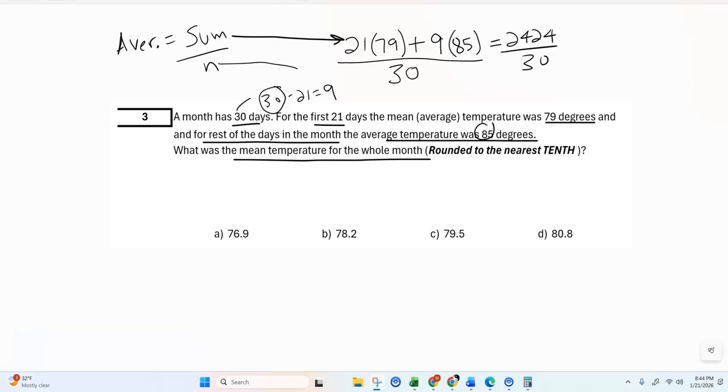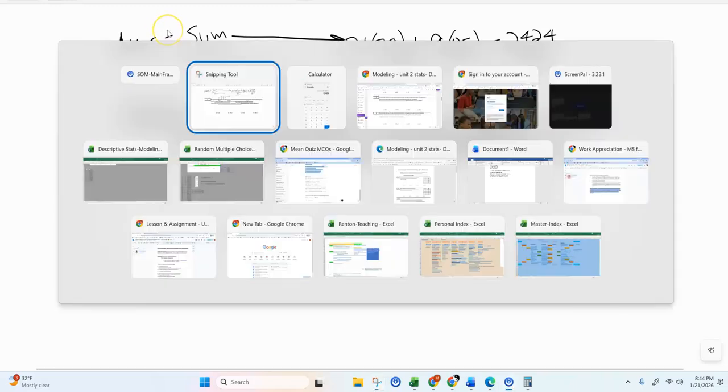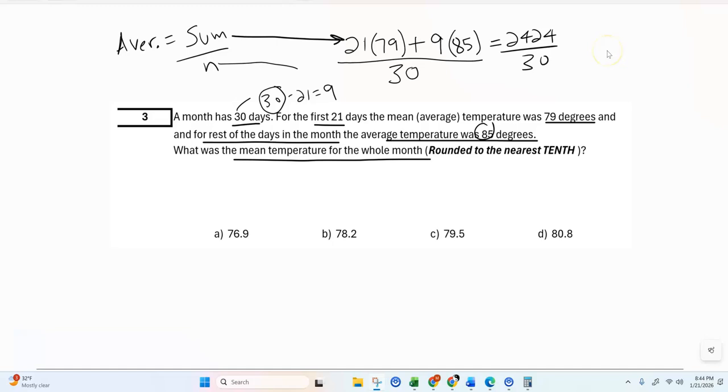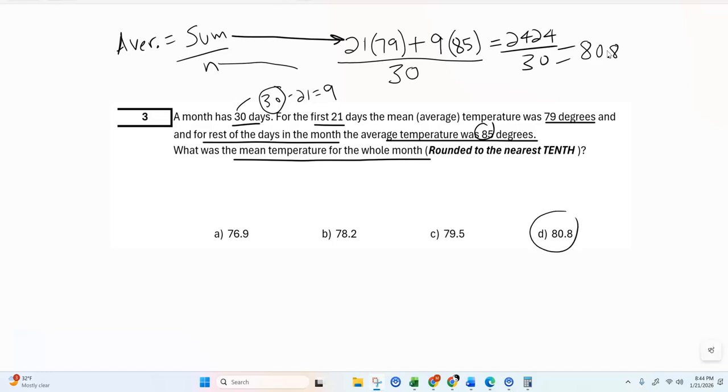So let me go back to my calculator. Come on, calculator, there you are. And then divided by 30, I get 80.8. So where's my cursor? There we go, equals 80.8. Again, I'm getting used to the stylus, which is D. It turned out that all these answers are D so far, but please don't assume that's going to be like that the whole time. Anyway, that's how you do question number 3.